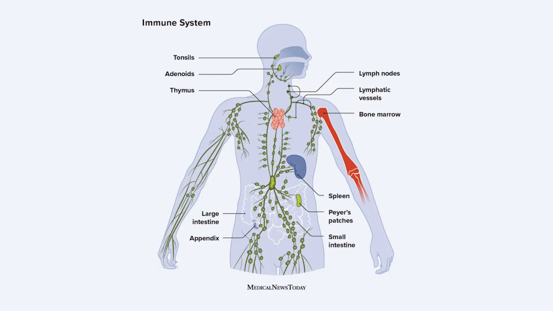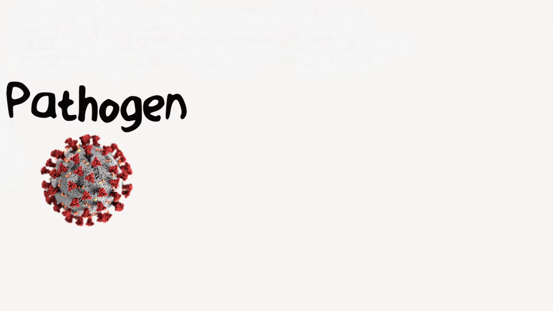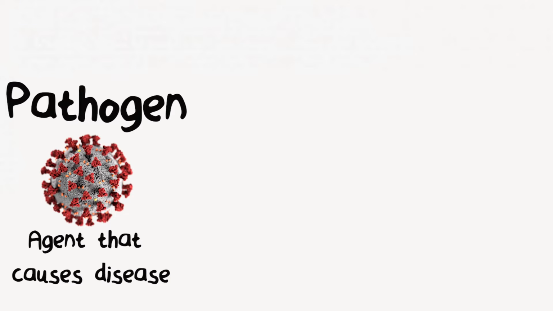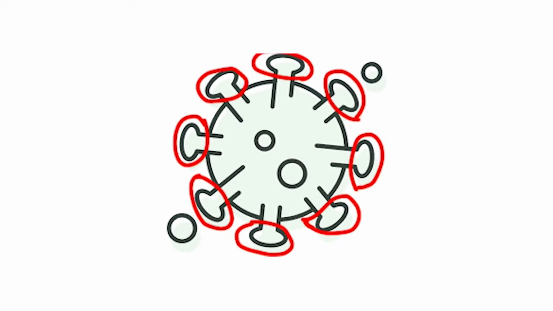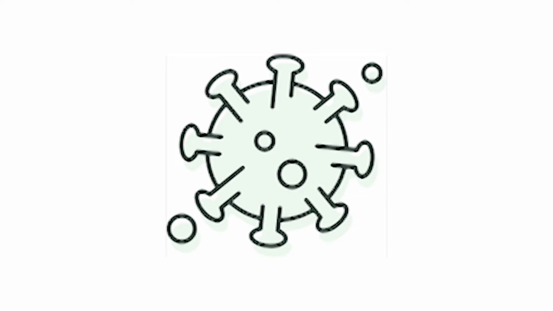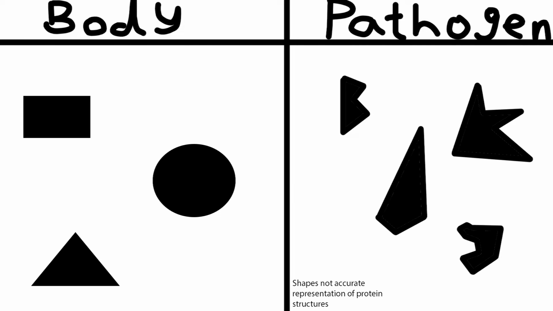So, how do vaccines work? Well, first we'll have to look at how our immune system works. First, a pathogen, also known as an agent that causes a disease, like a virus or a bacteria, enters the body. These pathogens contain proteins on their surfaces that have different shapes. The body can identify that the foreign object entering is a pathogen as they have proteins with shapes that are not found anywhere else in the body.